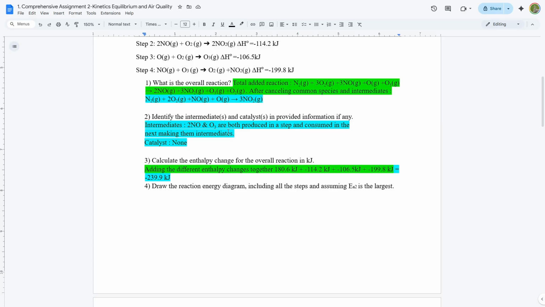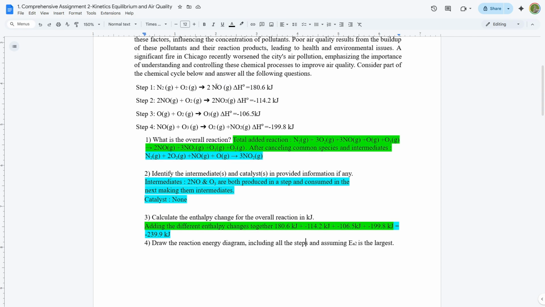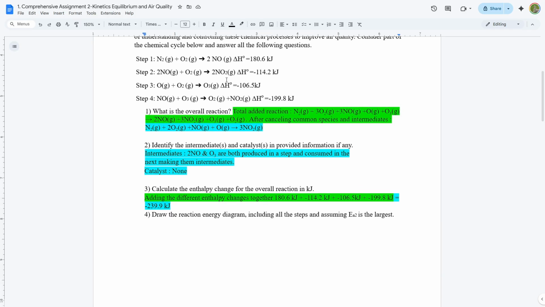Identifying the intermediates and the catalyst. The intermediates are what we canceled in the first equation, the NO and the O3, because they are both produced and then consumed within the next step. NO is produced here and then consumed, and the same thing with O3. O3 is produced here and then consumed, making it an intermediate.